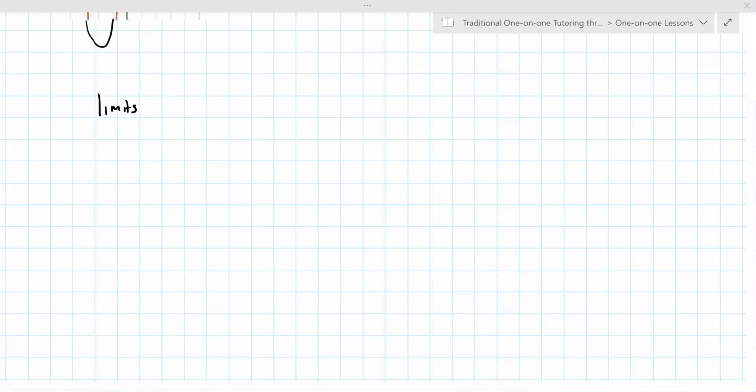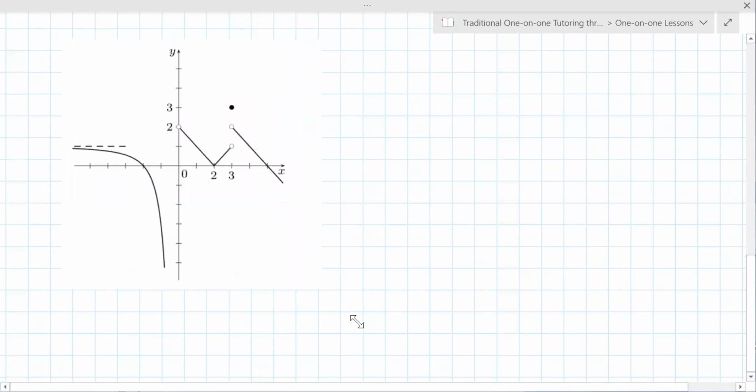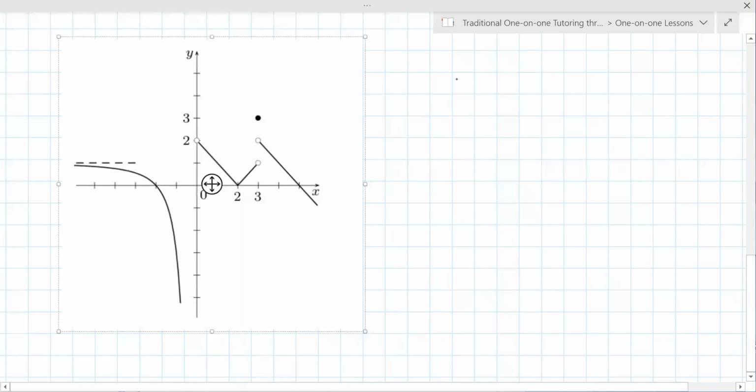All right. So let me grab a graph here. This is kind of the best place to start. So if I give you a graph of something like this, a few things are always true. One-sided limits always exist.